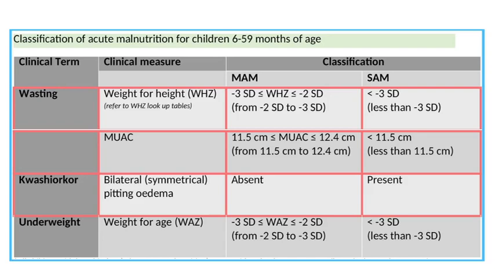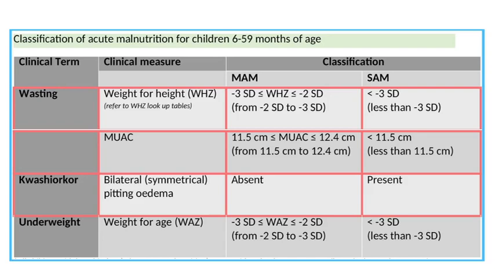If we then go on to look at MUAC, or mid-upper arm circumference, for a child who is said to be wasted, their mid-upper arm circumference, or their MUAC, will be greater than or equal to 11.5 centimeters or less than or equal to 12.4 centimeters. That is generally from 11.5 centimeters to 12.4 centimeters. And if they have severe acute malnutrition, their MUAC will be less than 11.5 centimeters.